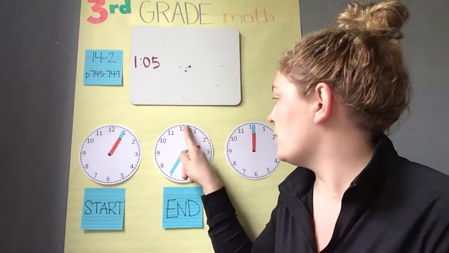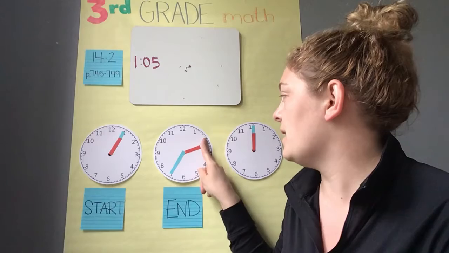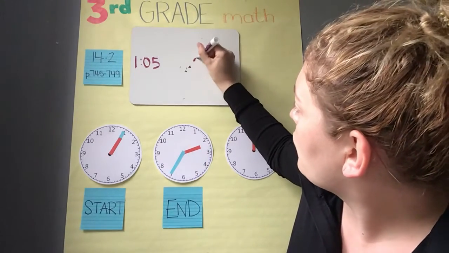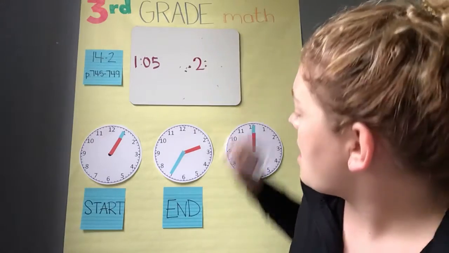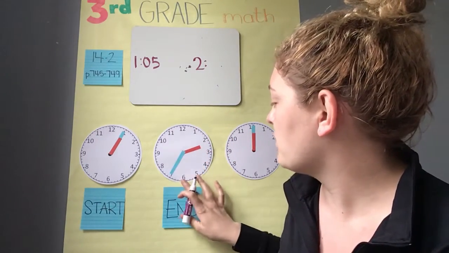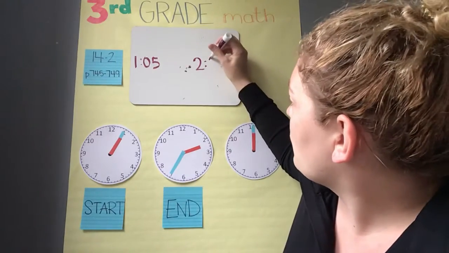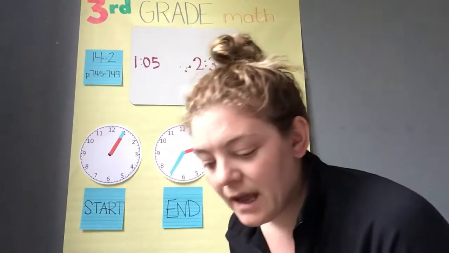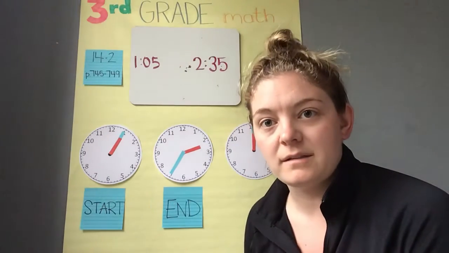It ended at 2:35. So look right here. See where my hour hand is pointing? In between the 2 and the 3. So we know it goes with the 2. 2, 5, 10, 15, 20, 25, 30, 35. 2:35. Okay? Now the question is, how long did the movie last?